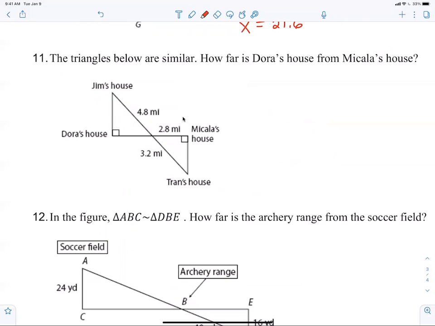The triangles below are similar. How far away is Dora's house from Michaela's house? All right, so then Dora's and Michaela's house.